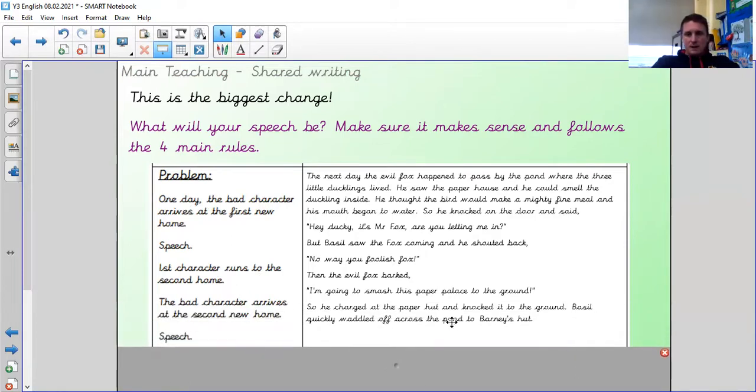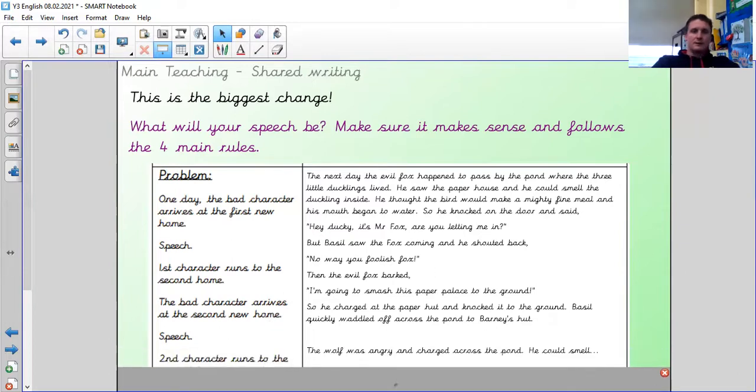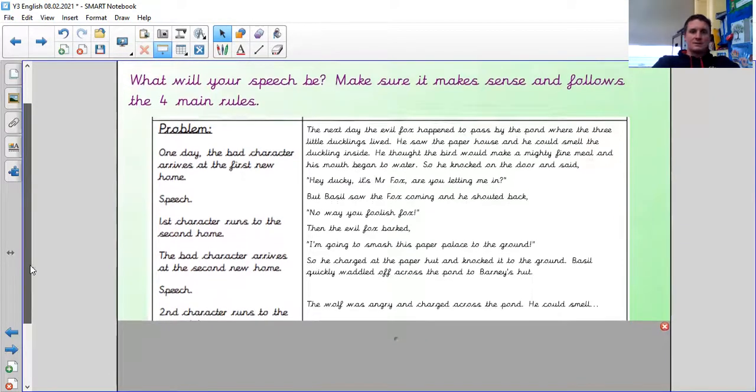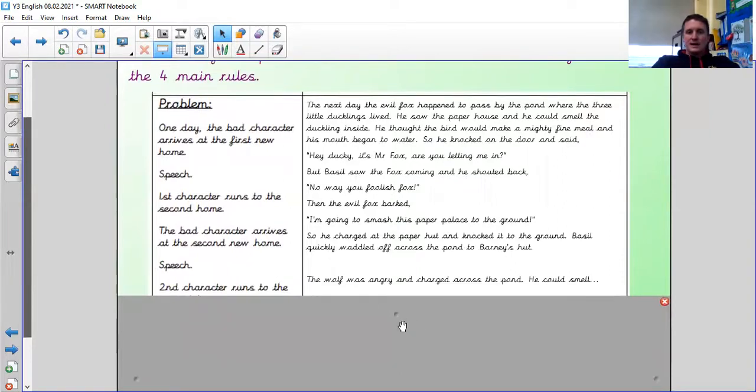So he charged at the paper hut and he knocked it to the ground. Basil quickly waddled off across the pond to Barney's hut. Barney obviously made his out of cardboard. Then it tells you what to do again: the bad character arrives at the second new home. Let's see if I've started the next paragraph. The wolf was angry and he charged across this pond.